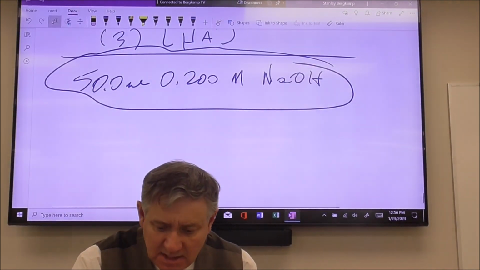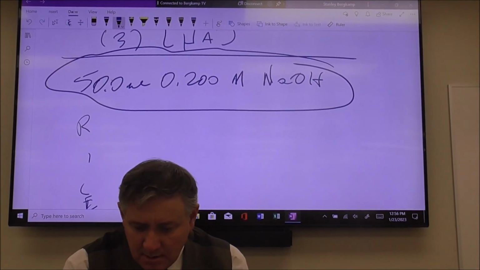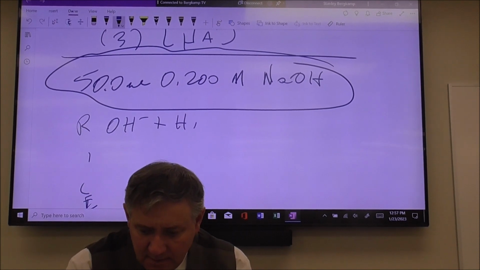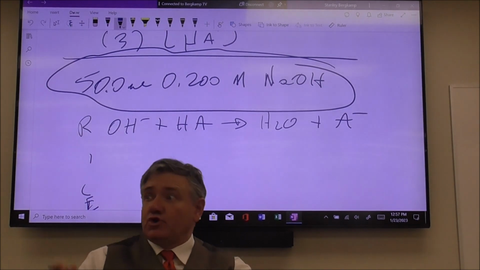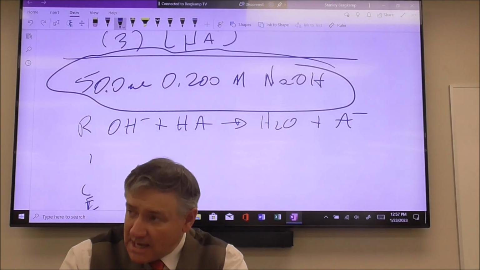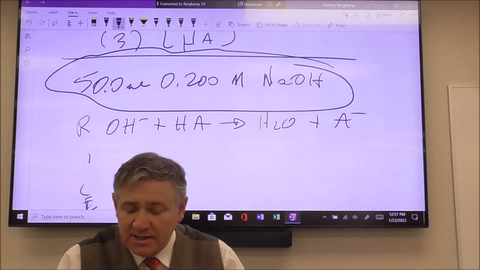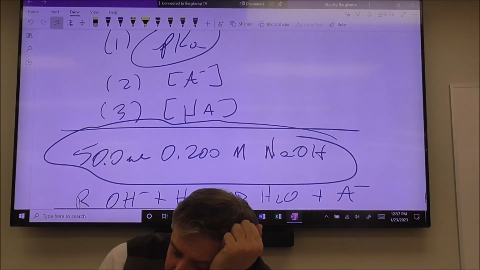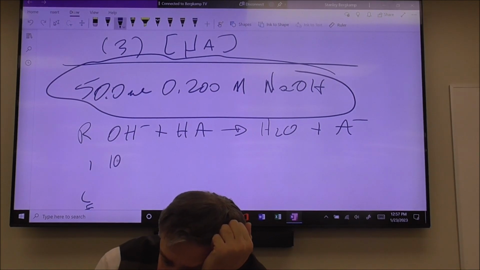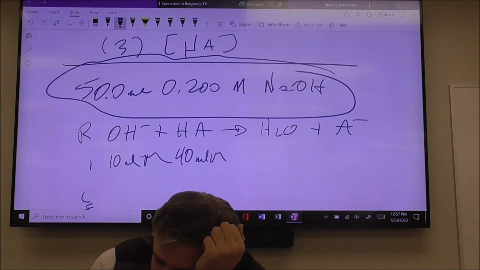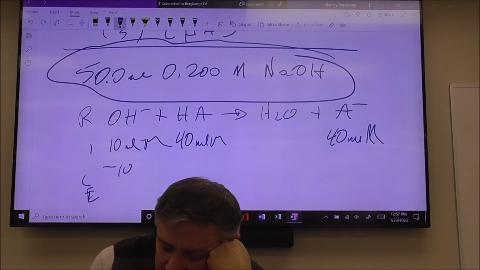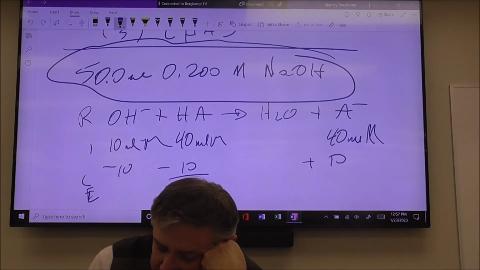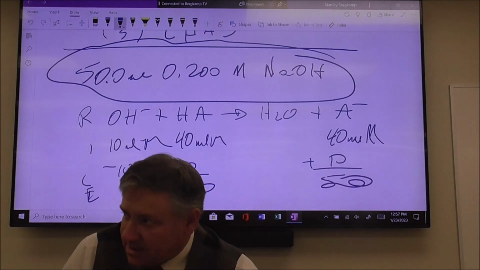When I set up that RICE chart, my hydroxide is going to react with the acid, and what am I going to get out of that? H2O, water, and the anion. You have to start with this. If you don't know what's happening in the reaction, you don't know what to do. Now, it's the exact same numbers. 50 milliliters of my 0.2 molar sodium hydroxide is 10 millimoles. I've got 40 millimoles of my acid and 40 millimoles of my anion. All of that's going to get consumed, minus 10, plus 10. So that's going to become 30, and that's going to become 50.